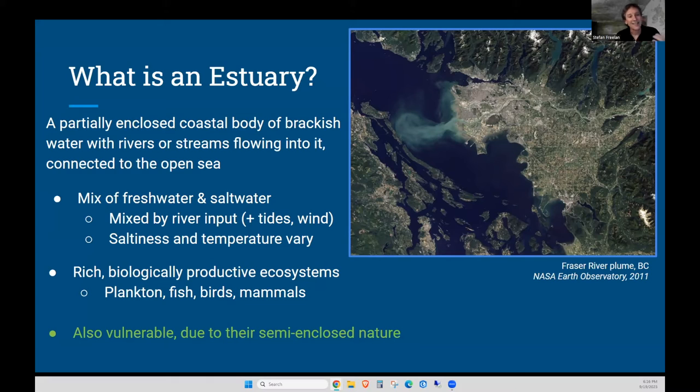Now, that same containment is a vulnerability, which is to say, if you happen to have something less favorable than fresh water from the Fraser River, something like an oil spill, that lack of flushing that makes the estuary an estuary also makes it vulnerable. Okay, this is what was driving Burke.